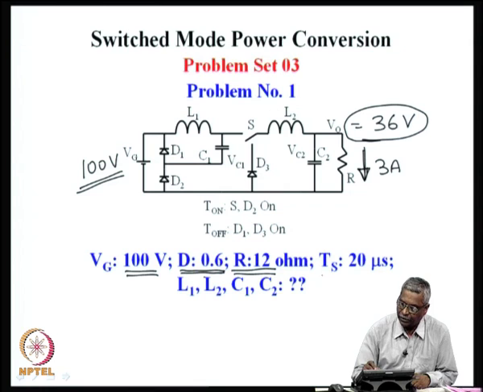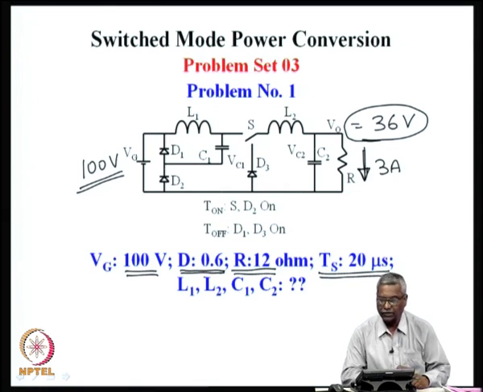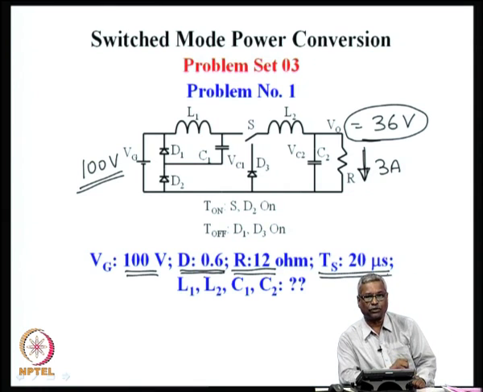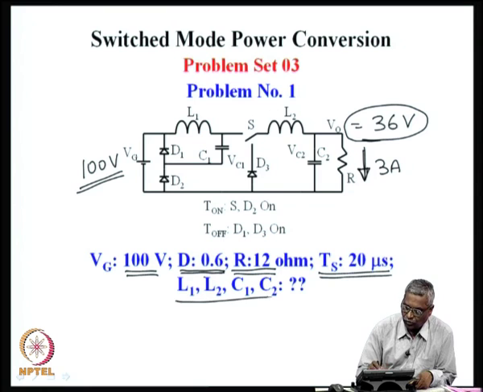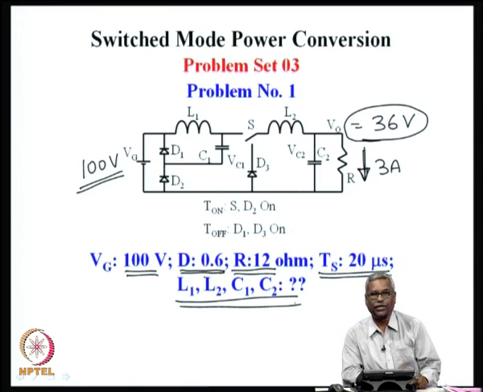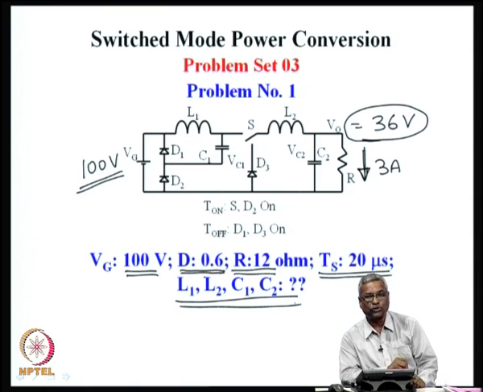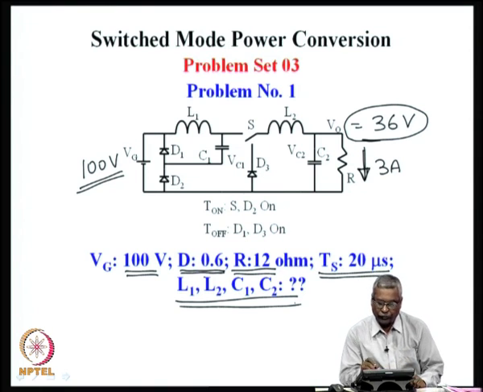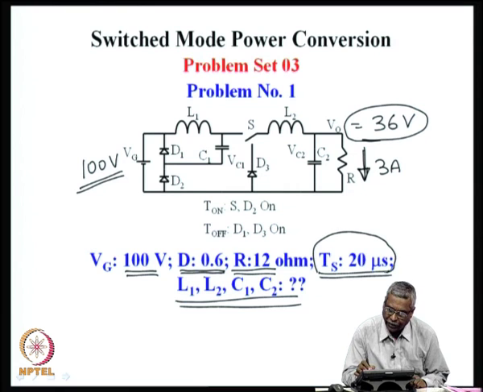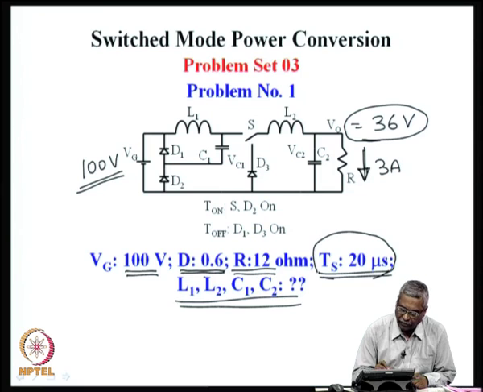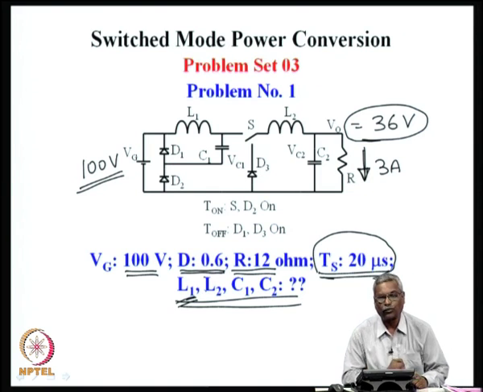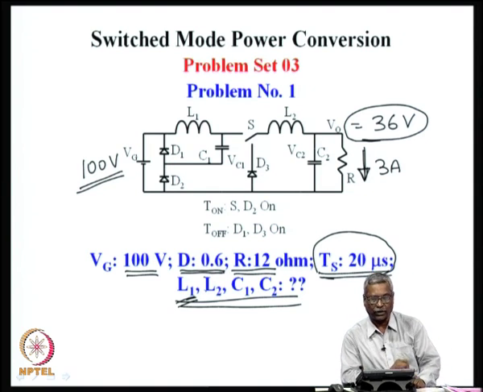And if we further specify that this converter operates with a duty ratio with a switching period of 20 microsecond, it is possible for us to calculate what will be the required value of L1, L2, C1, C2 and so on. So, with the specified period of switching at 20 microsecond, let us find out what will be the required value of L1, what will be the required value of L2 and so on.